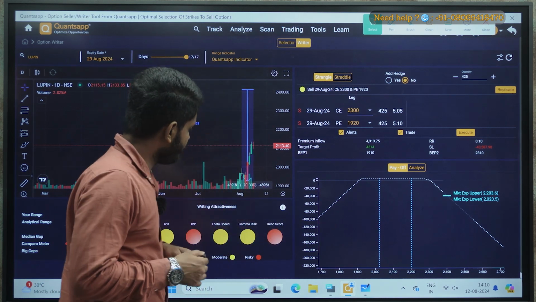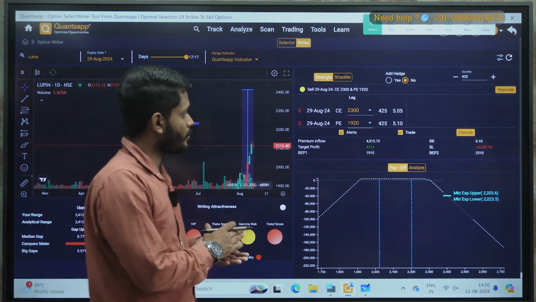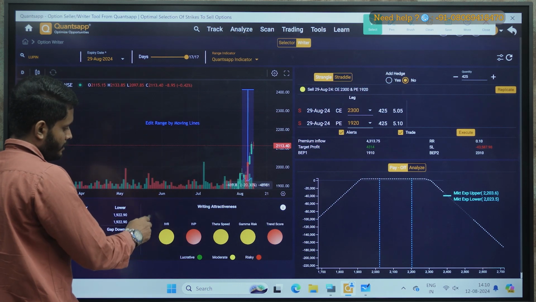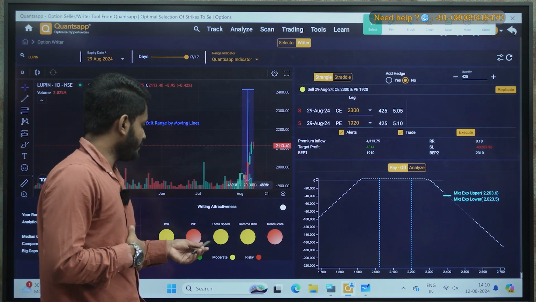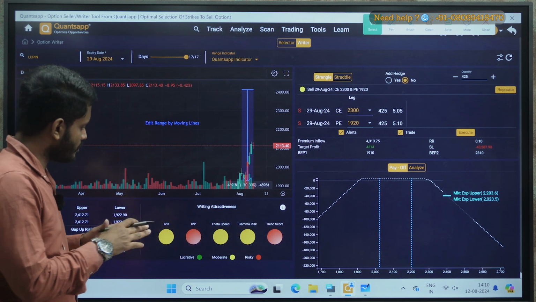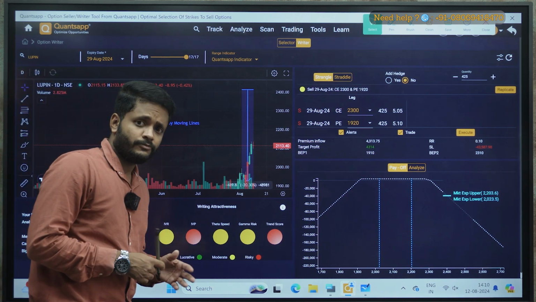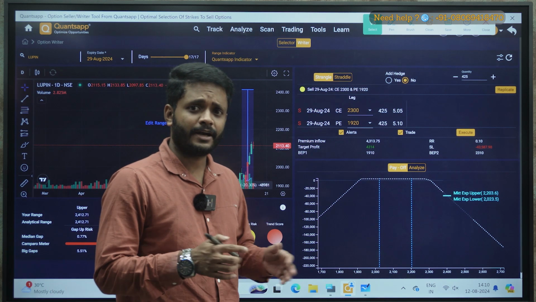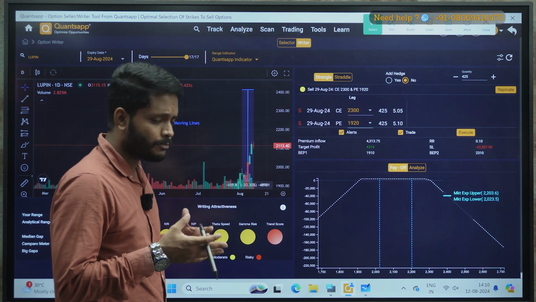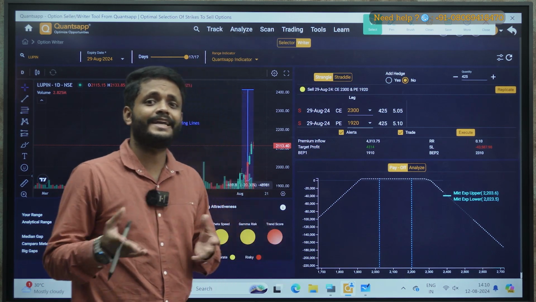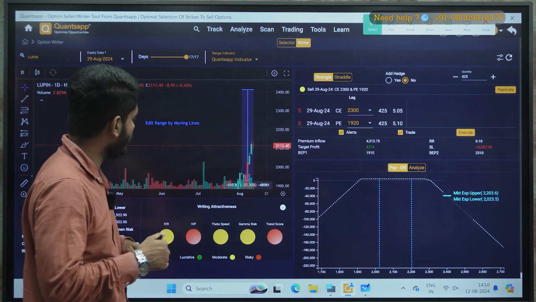Now whether to execute this trade or not, how are we going to decide? Here there is a writing attractiveness section: IVR, IVP, theta speed, gamma, trend score. Based on these components, IVR, IVP. It won't be possible for me to explain what IVR, IVP and everything is. If you want to know more, we have already uploaded a video on Volgrid, wherein we have given a detailed explanation on IVR and IVP. You can definitely go and check it out.